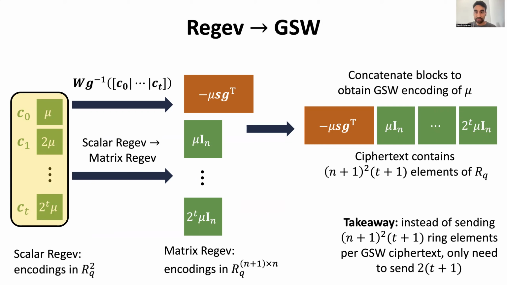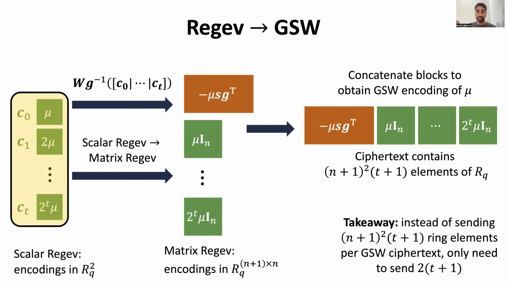So ultimately what this transformation does is, if you look on the left, we only send 2 times t+1 ring elements to communicate this, because there are t+1 values we need to communicate, and each encoding takes 2 elements. But we have constructed a GSW ciphertext that would have otherwise taken (n+1) squared times t+1 ring elements. So you can see for any n, this is already some savings, and for larger n, this will be a larger savings.